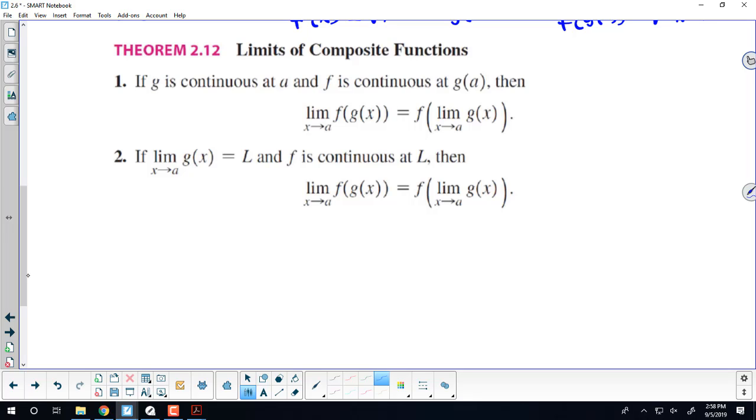And so this is another theorem dealing with the limits of composite functions. And basically what it's showing is, can I pass the limit through one of the compositions? So if I had to compute the limit as x approaches a of the square root of x plus 1, when is it okay for me to do this?